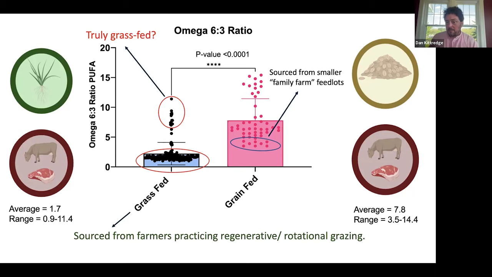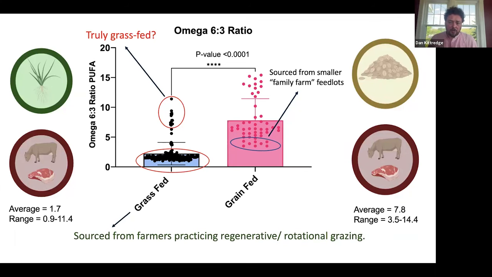So what we see here is that the grass-fed beef was averaging at 1.7 to 1. Anything below 2.5 to 1 is considered to be good. Anything above 4 to 1 is considered to be bad. So we have here on the right side, you can see the grain-fed samples and those dots. There's a significant range from 3.5 to 1 to 14.5 to 1. Just because a cow ate some grain at the end of its life does not mean it ate only grain. We can see there is dramatic variation here.